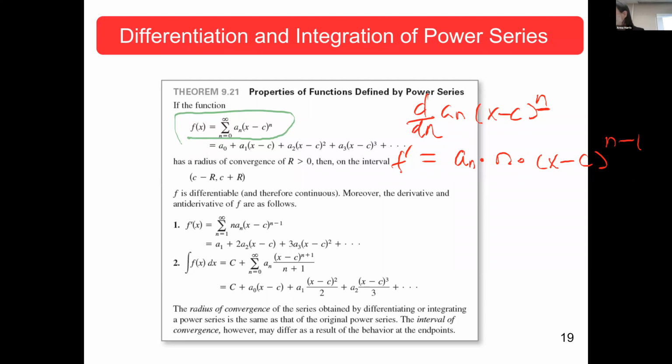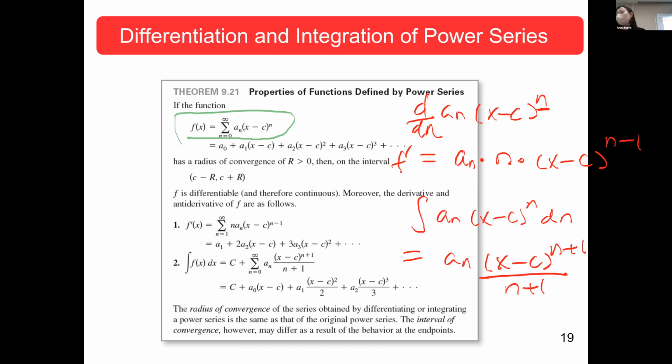So how would you do integration then? Again, I'm taking the integration with respect to what? n. Are you with me? Then what would you do? a sub n is just a number. And then what do you do? x minus c to the n plus 1, and divided by what? n plus 1. That's it. That's what we're learning today. So does everybody understand? You're not taking a derivative with respect to x, but you're taking the derivative with respect to what? n. So is everybody with me?